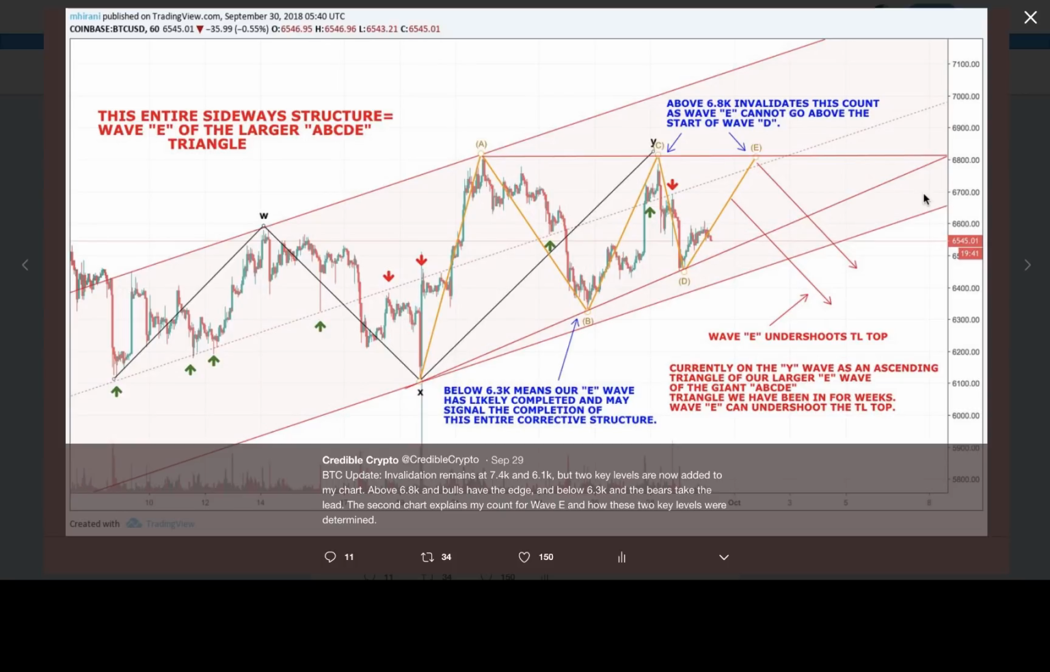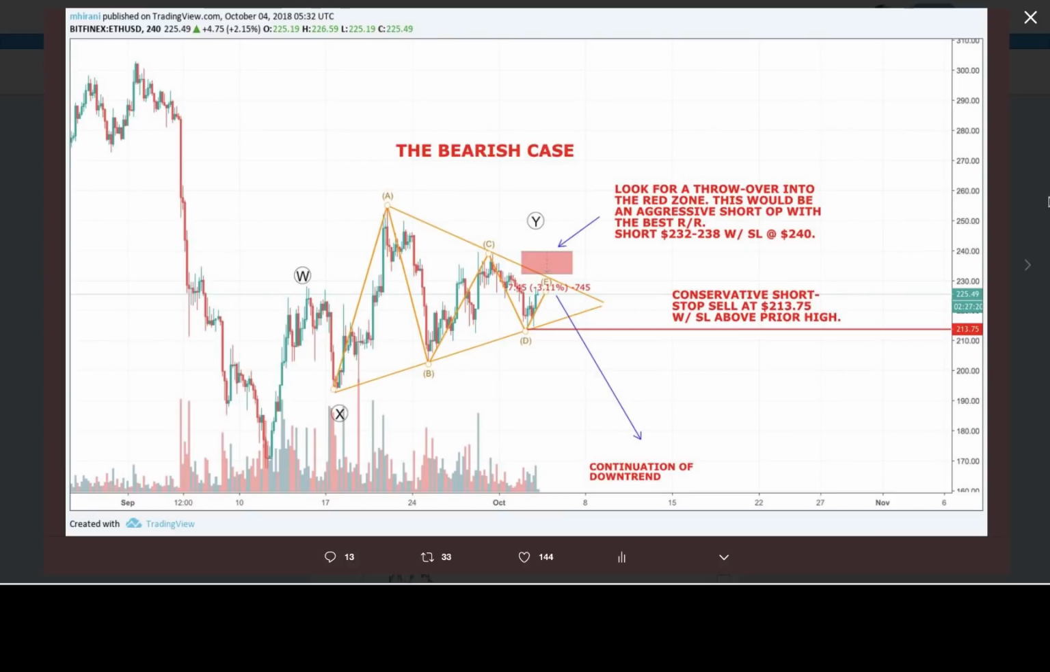Again, I'm going to show you guys the next chart, which is going to show you the Ethereum count at the same time. All right guys, so here's the Ethereum chart at the same time that we had that Bitcoin chart. Now Bitcoin started to get a little bit unclear after that triangle that I just showed you. The waves weren't looking as clear as I'd like them to. So I turned to Ethereum to see if I can make sense of that count.